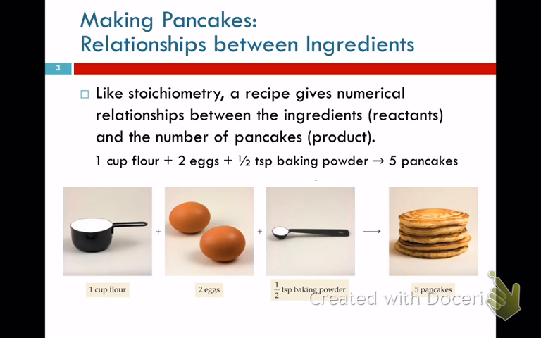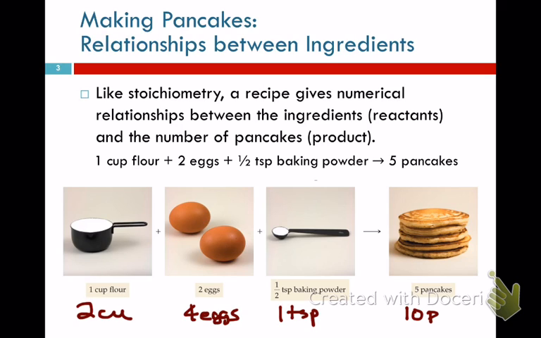I'm going to do 2 cups of flour. If I have 2 cups of flour, how many eggs do I need? 4. And then I'll have 1 teaspoon of baking soda or baking powder. And then how many pancakes will I get? 10. I'm going to call them P's.